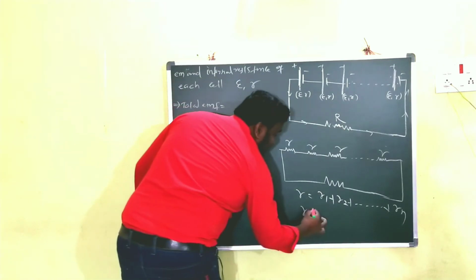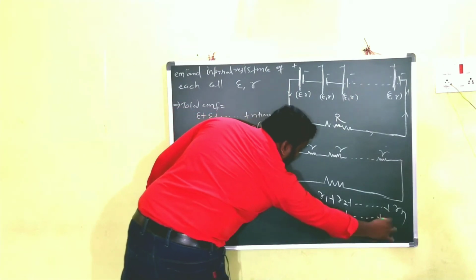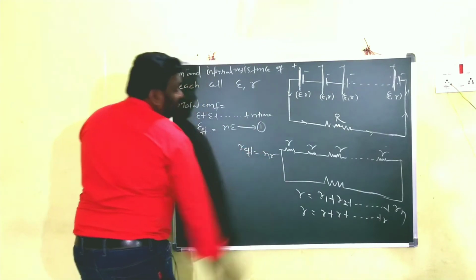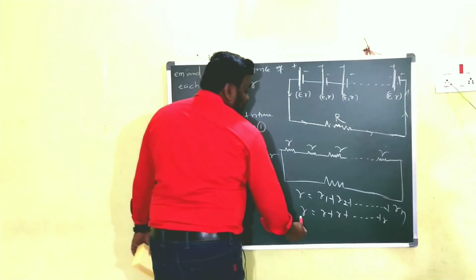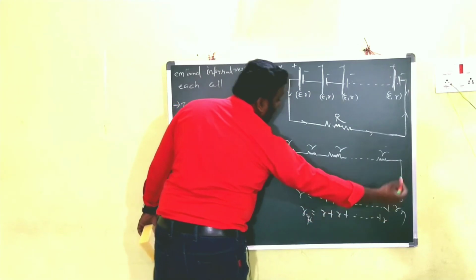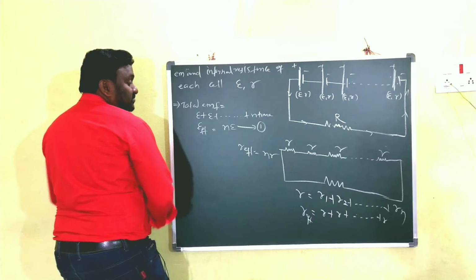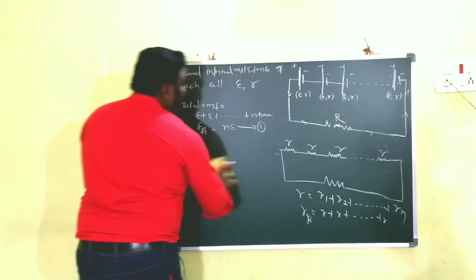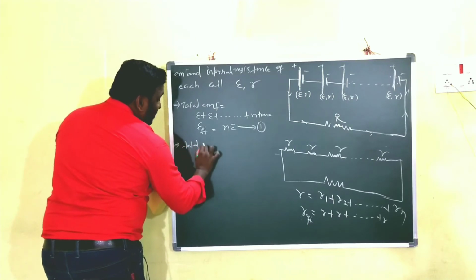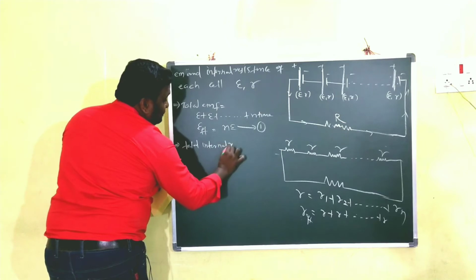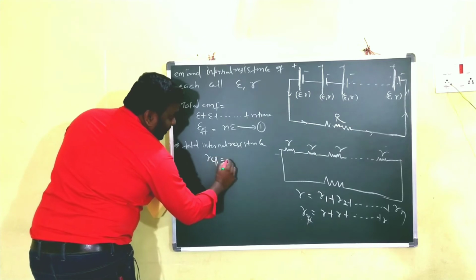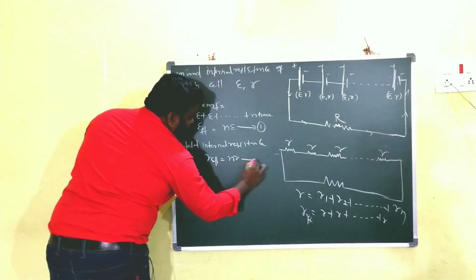Then children, what to write? R is equal to r plus and so on r. That means R effective is equal to n r. Here I am writing the total internal resistance. R effective is equal to n r. This is equation number 2, children.